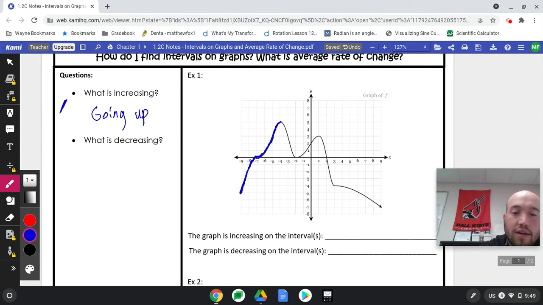So in our case, where is it increasing? Where is it climbing? It'd be from -infinity all the way to -4. And then it's also going to be climbing here from -2 up to 1.